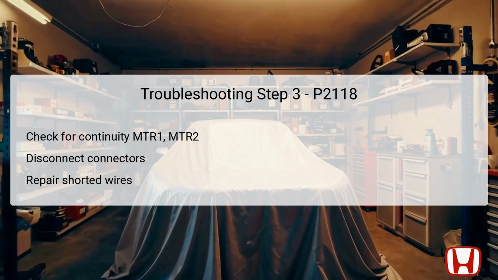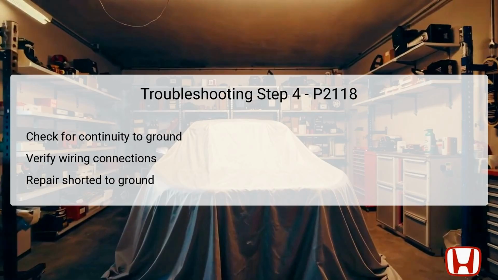If the test reveals continuity, this indicates a short exists in the MTR1 and MTR2 wires between the throttle body and the ECM. Consequently, you'll need to repair this wiring fault adequately. If there is no continuity detected, proceed to the next troubleshooting step. This process is crucial to isolate any wiring faults that may be contributing to the DTC P2118 and to restore the integrity of the throttle actuator signal.